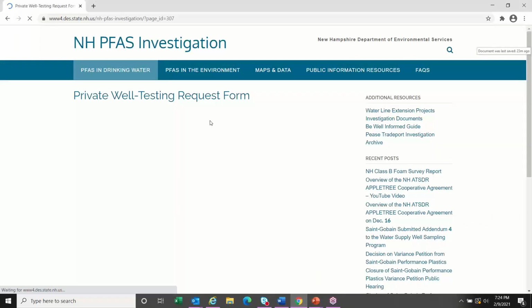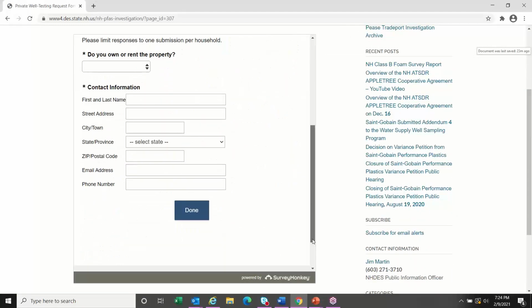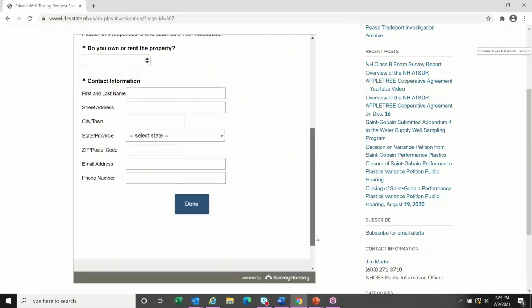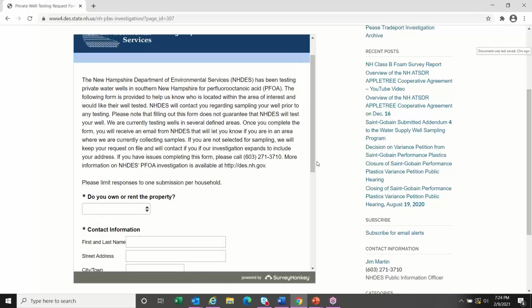If you click on that, it brings up this form that you can fill out with your information if you're interested in having your well tested for PFOA. But as they explain in this paragraph here, DES is sampling private wells in southern New Hampshire in several defined areas. So if you happen to be located in the area where they're sampling, then they will notify you.